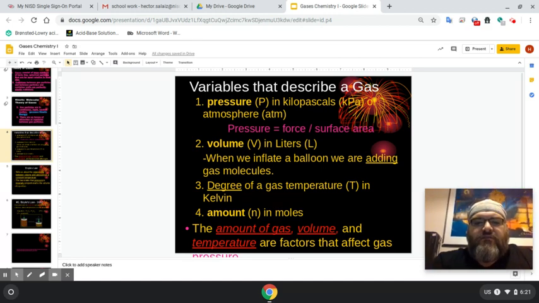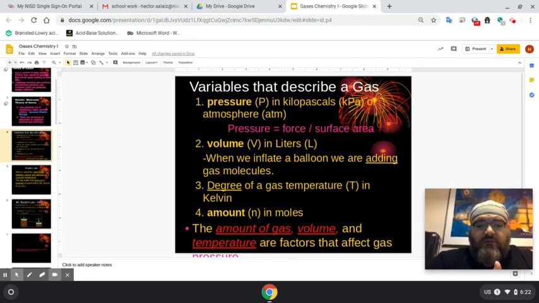So pressure is the force over the surface area of whatever canister it is. That brings us to volume. Volume is denoted by uppercase V. We measure that in liters.